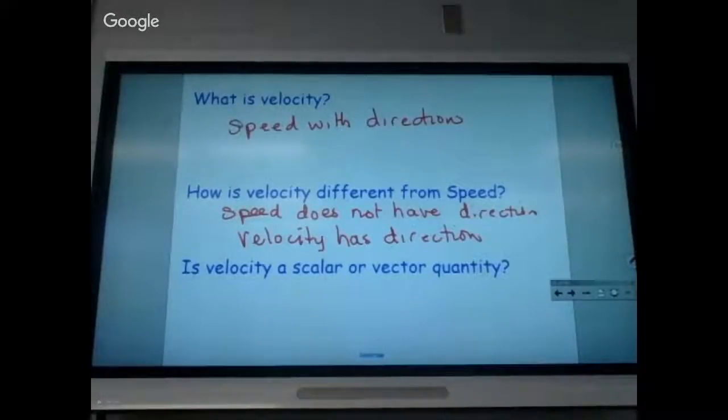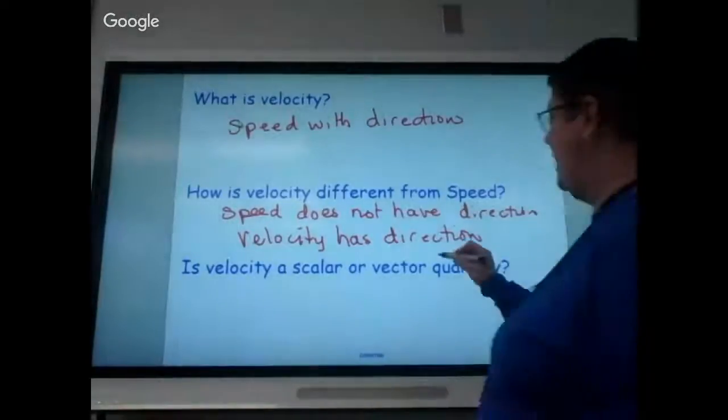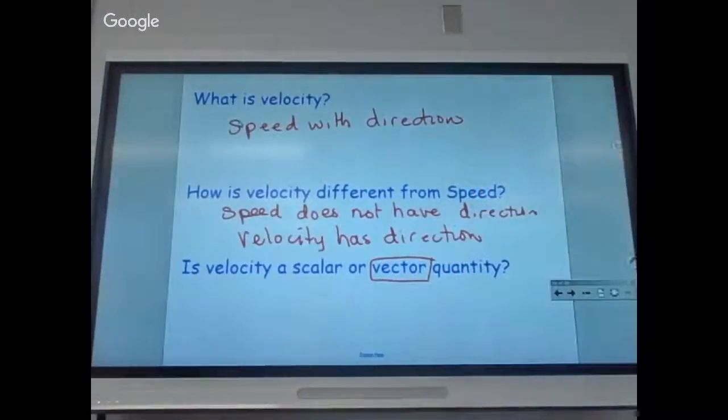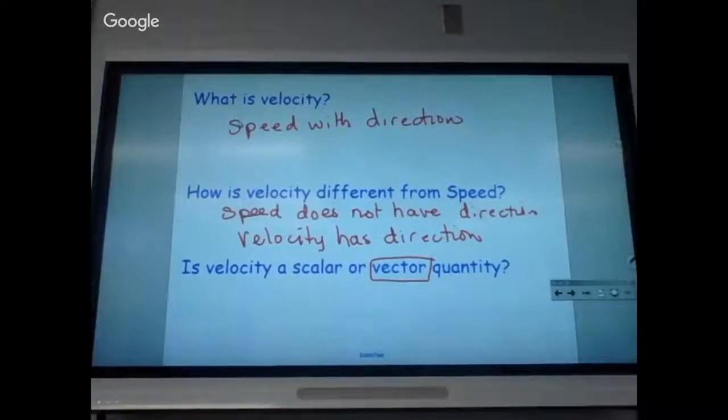Okay? So, will velocity be a scalar quantity or a vector quantity? It's a vector. Because it has direction, it's a vector. Okay? Anything that gives direction is a vector quantity.